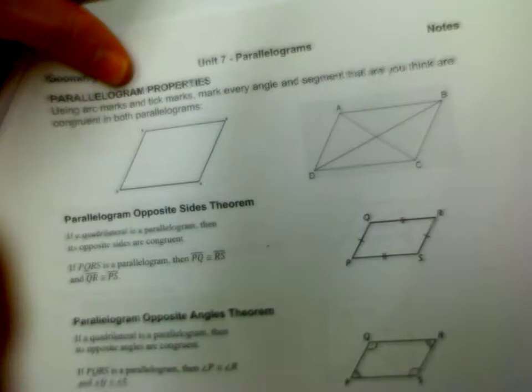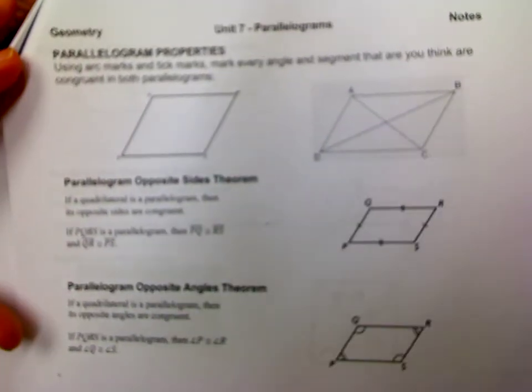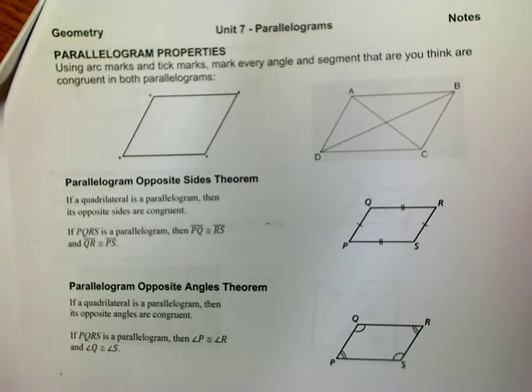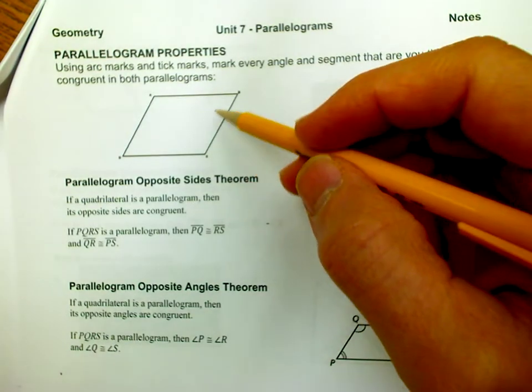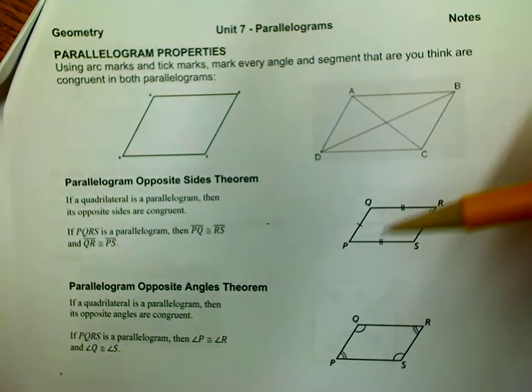All right, geometry kids, you should be on page 3 of the Unit 7 packet. This is all about parallelograms. So I want you to take a second, pause me, and mark everything you know is congruent, or it looks like it's congruent in that figure.